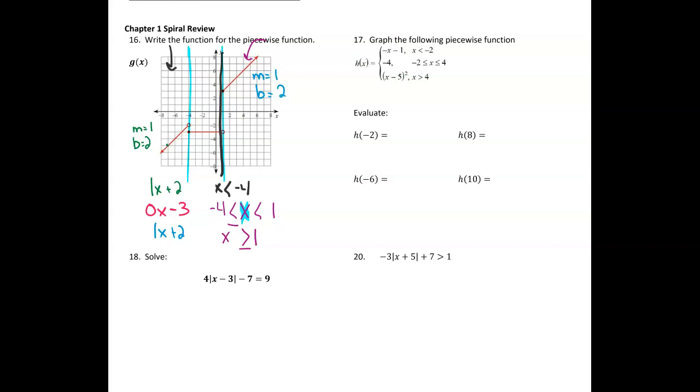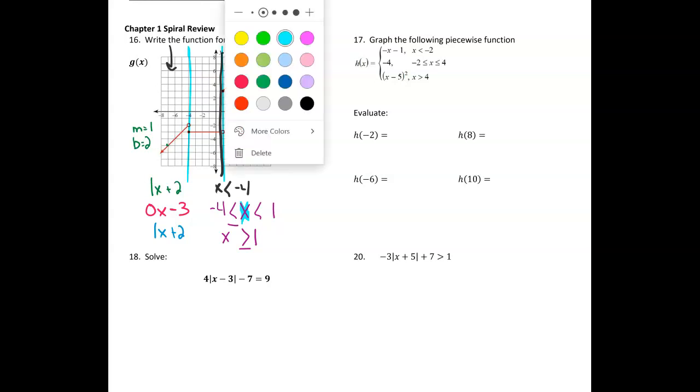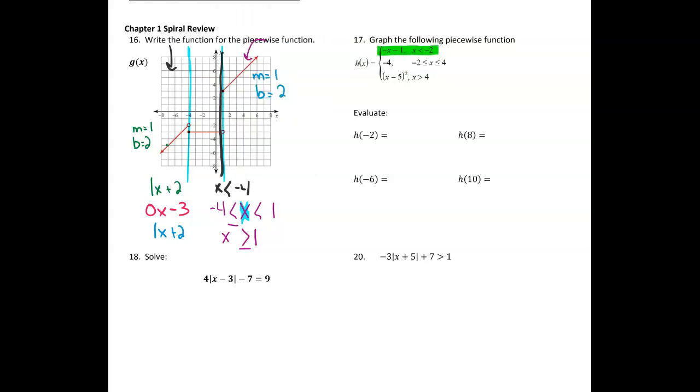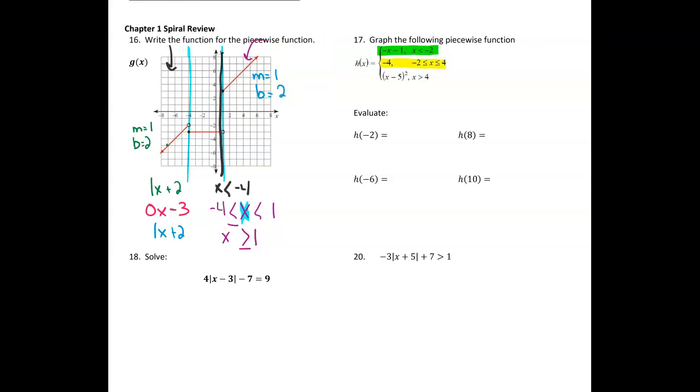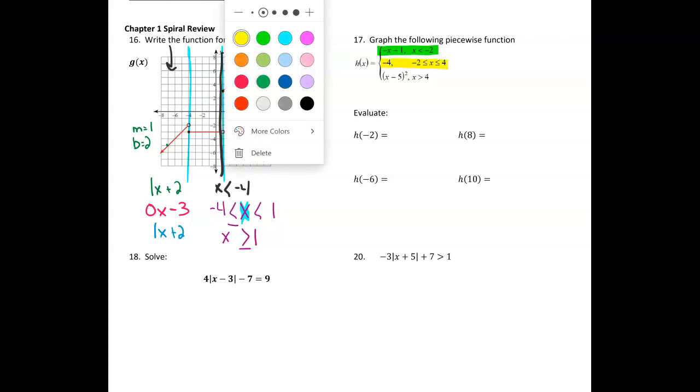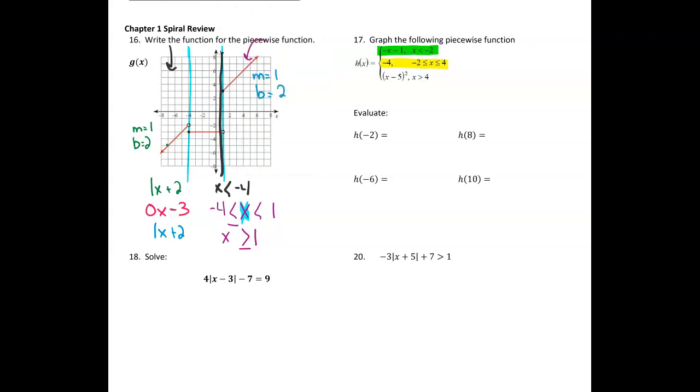All right, a few more problems here. On this one, we're going to have 3 equations that we work with. We've got the -x minus 1. We have the -4. And then we have the x minus 5 squared. So based on what's inside our parentheses under the evaluate part, we'll decide what we do.